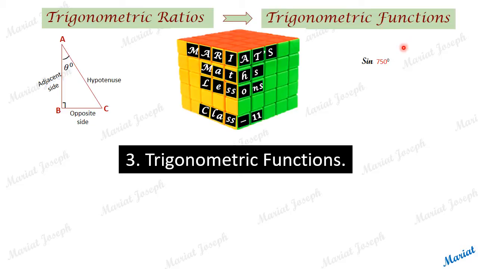Something like sine of 750 degrees, tan of 1110 degrees, sine of 765 degrees, and even cosec of the negative angle minus 1410 degrees. Yes, let's go into this amazing trigonometric functions chapter.